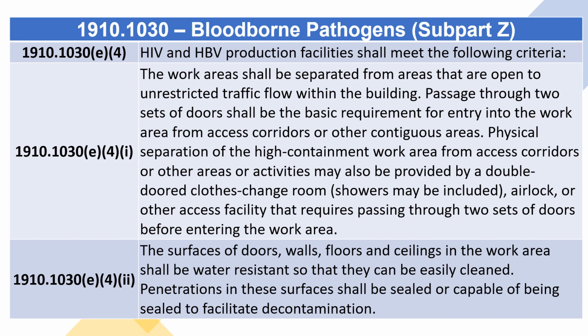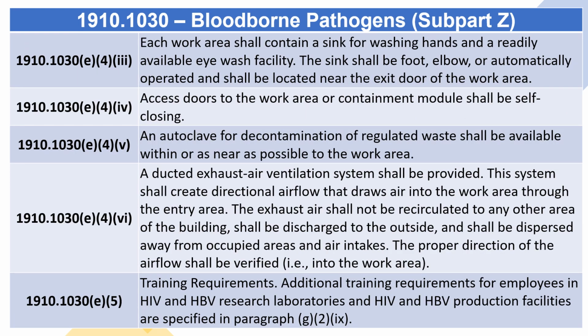Penetrations in these surfaces shall be sealed or capable of being sealed to facilitate decontamination. Each work area shall contain a sink for washing hands and a readily available eye wash facility. The sink shall be foot, elbow, or automatically operated and shall be located near the exit door of the work area. Access doors to the work area or containment module shall be self-closing. An autoclave for decontamination of regulated waste shall be available within or as near as possible to the work area.